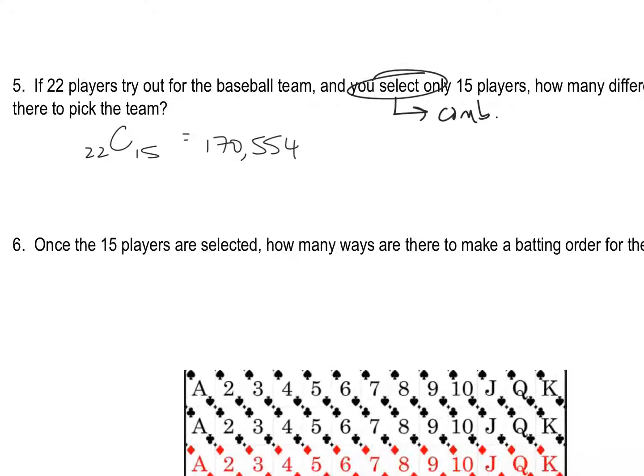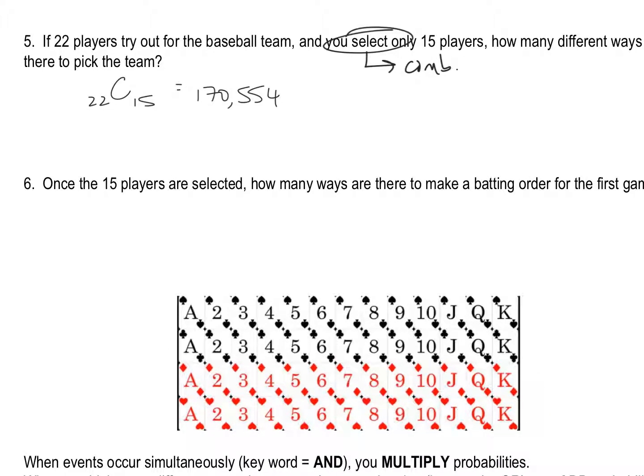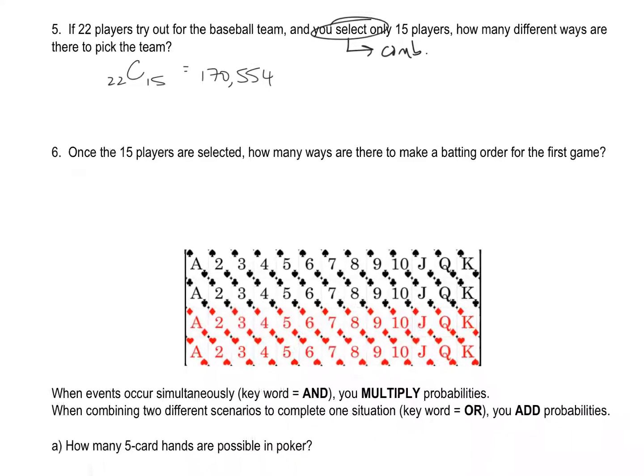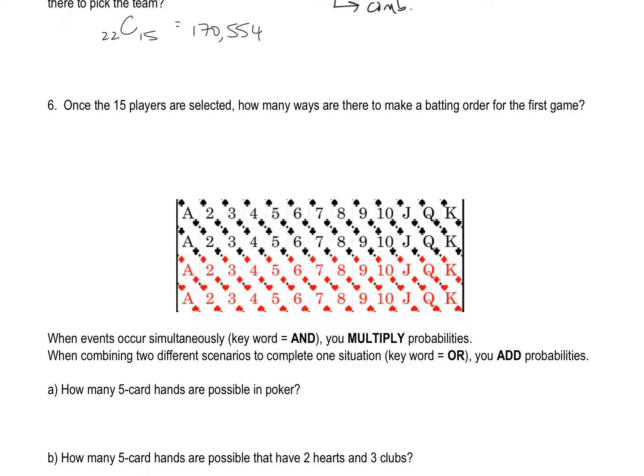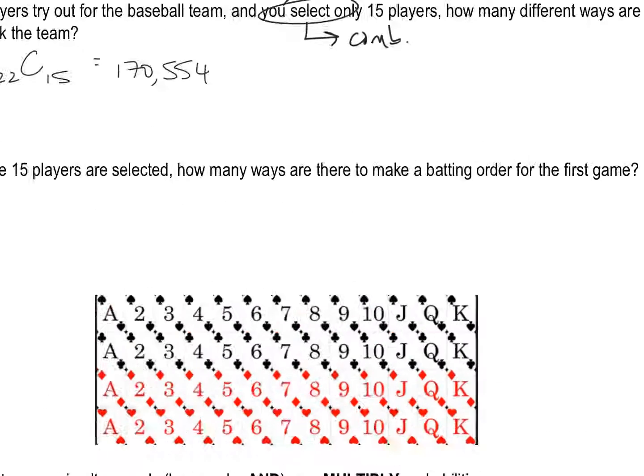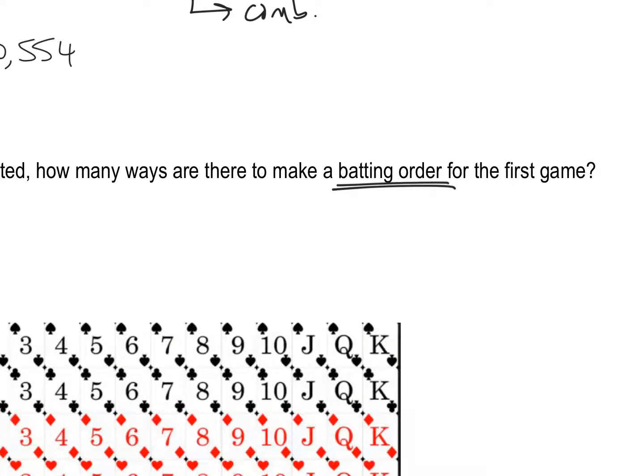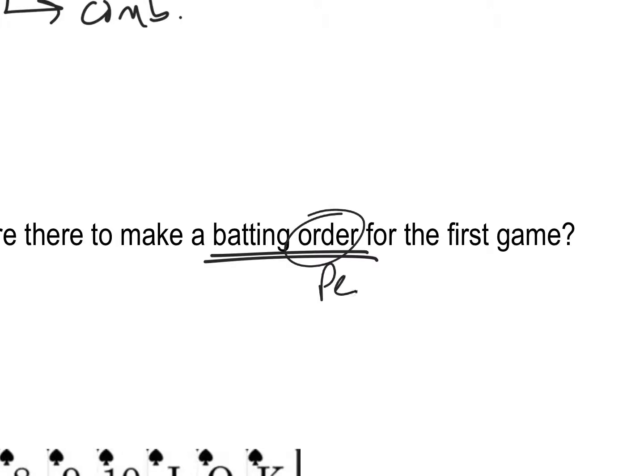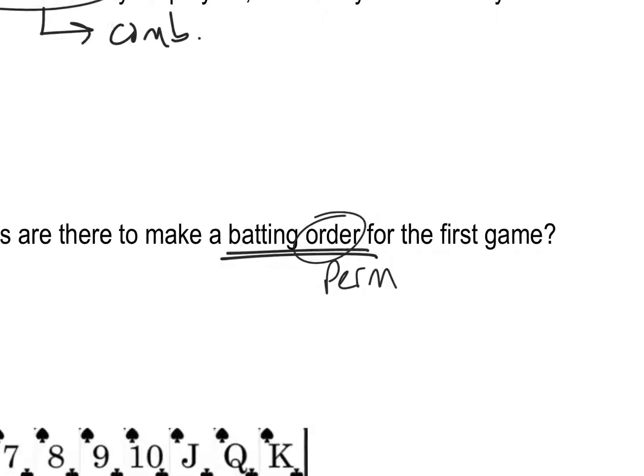So big point for today for the notes, you guys, is to make sure you understand the difference between permutation and combination, okay? Once 15 players are selected, how many ways are there to make a batting order? Okay, so order means permutation because you are selecting like who's going first, who's going second, who's going third, whatever.